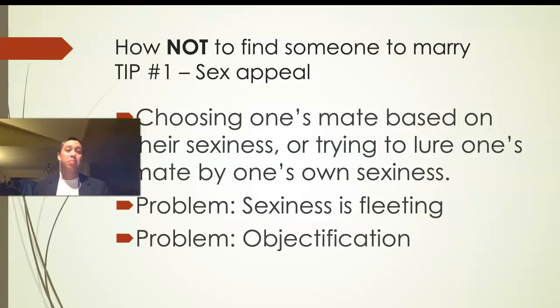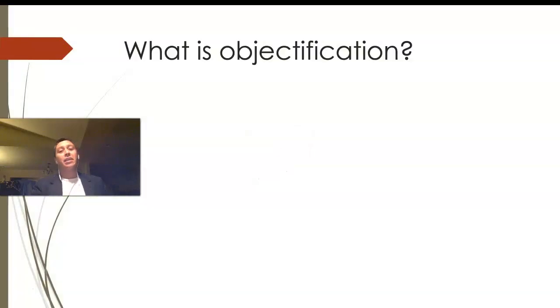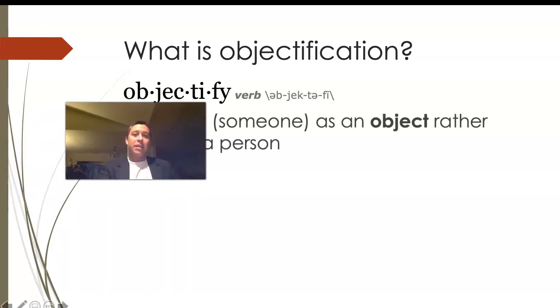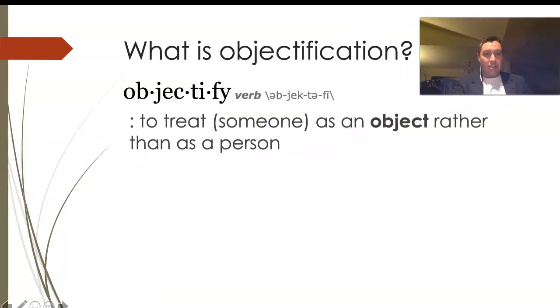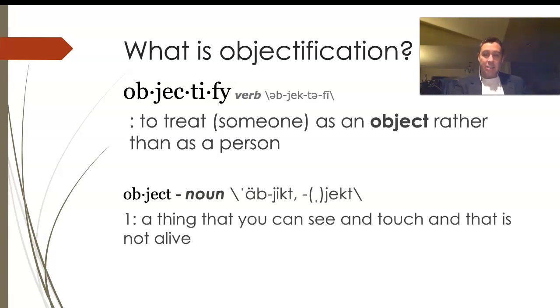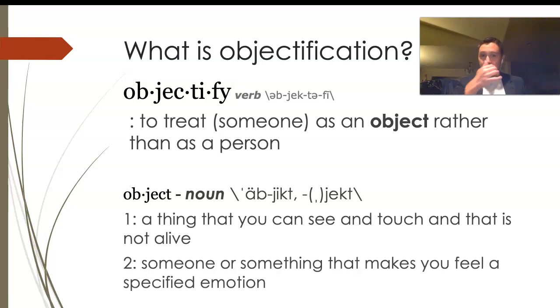So, it's probably not the best way to choose a spouse. Now, the other thing, objectification, is when you objectify a person, you treat that person as an object rather than as a person. And so the follow-up question should be, what's an object? So an object is a thing that you can see and touch and that is not alive, or someone or something that makes you feel a specified emotion.